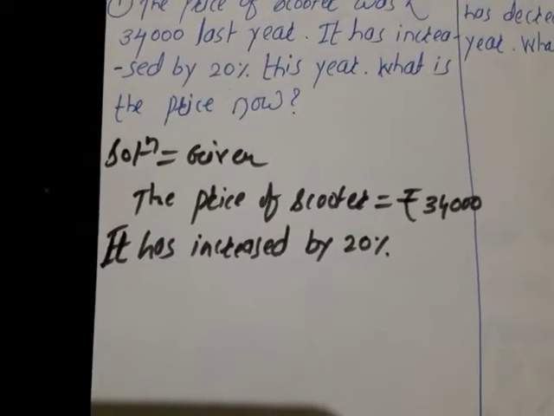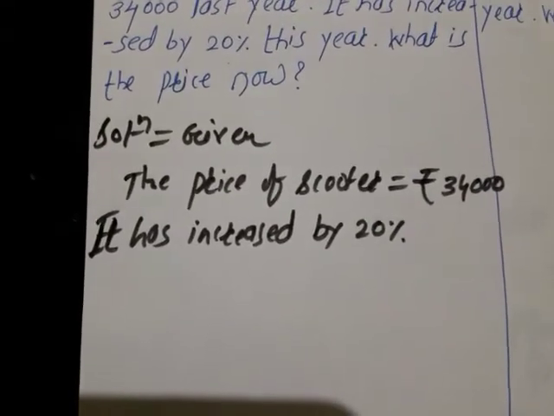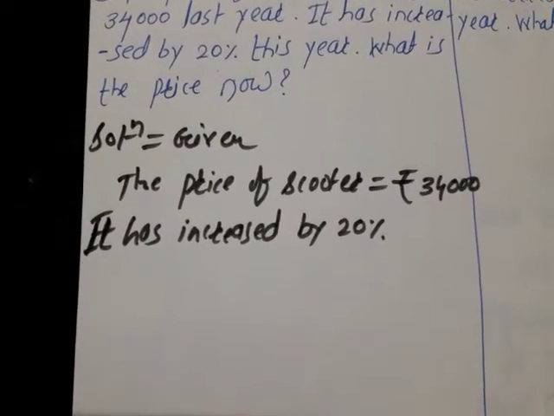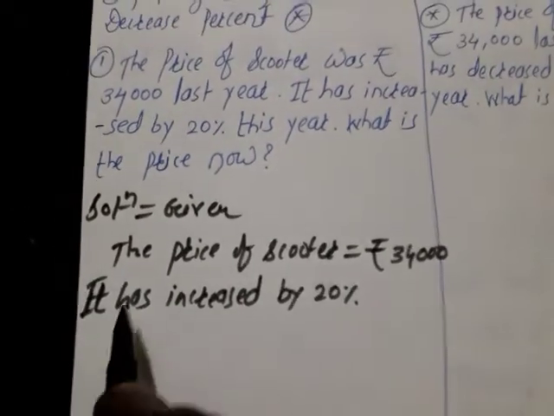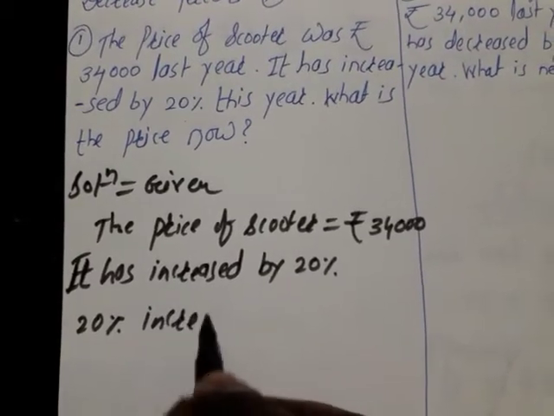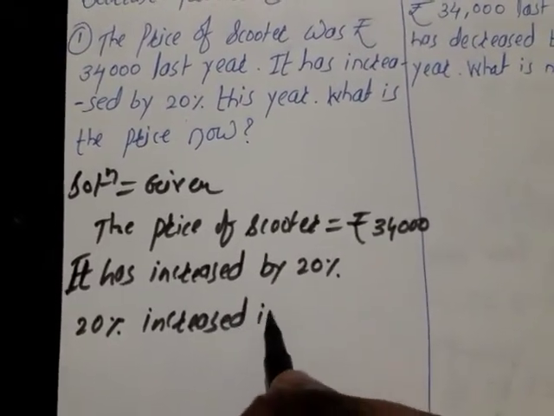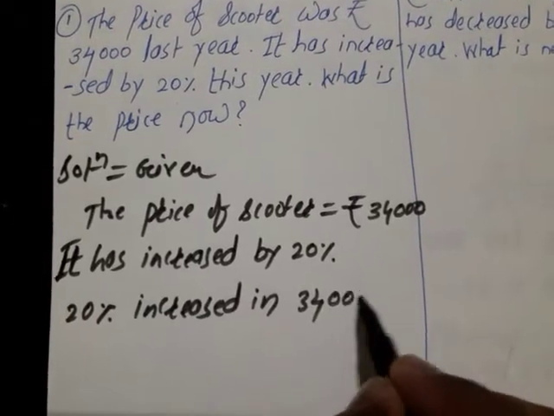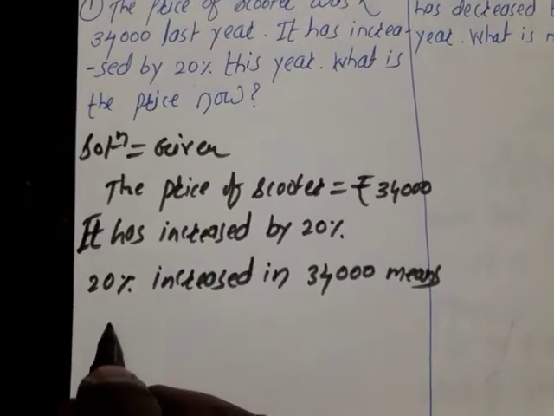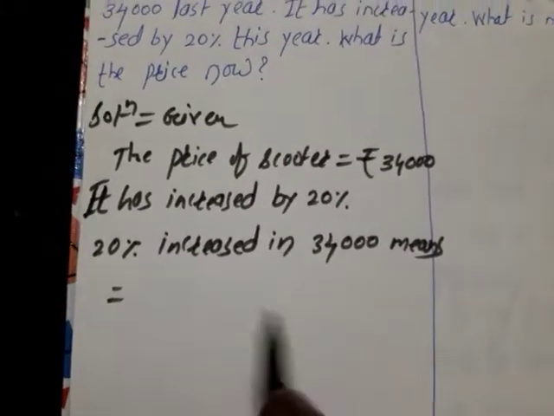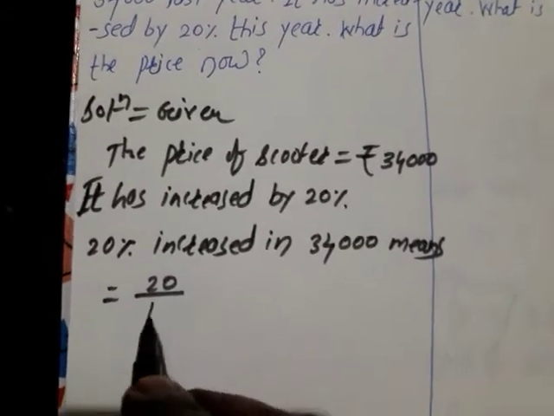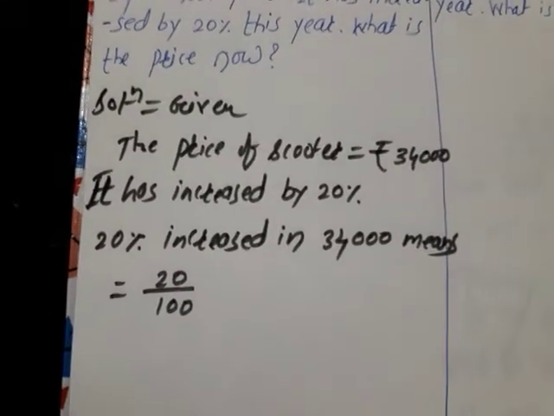Now the original price is given over here, so we can easily find what the 20% increased value is. How to find out? Look here, 20% increase in 34,000 means what? That is equal to 20%. 20% means what? 20 divided by 100. Do you agree with me?